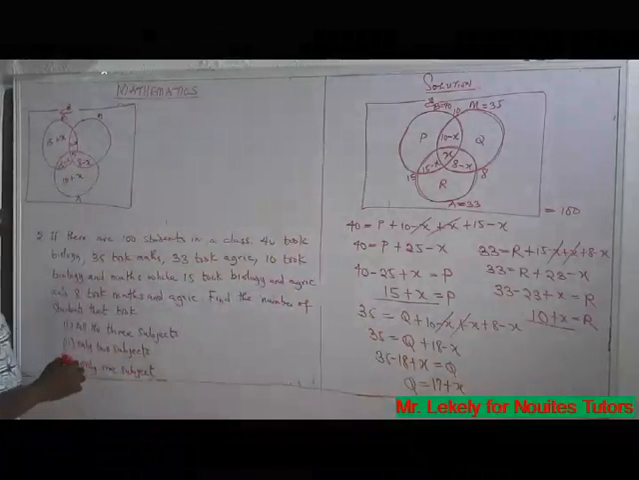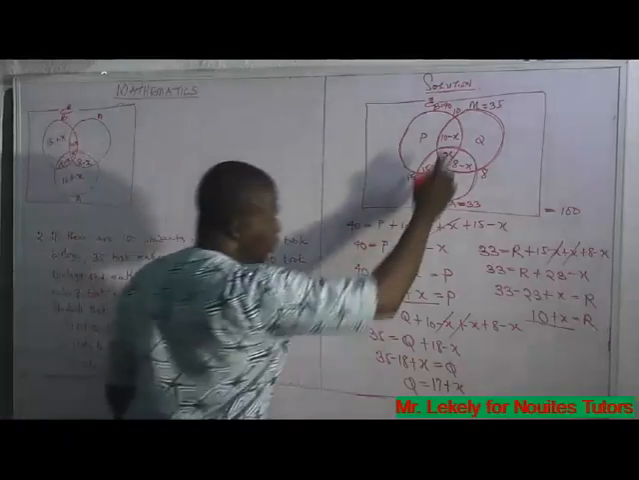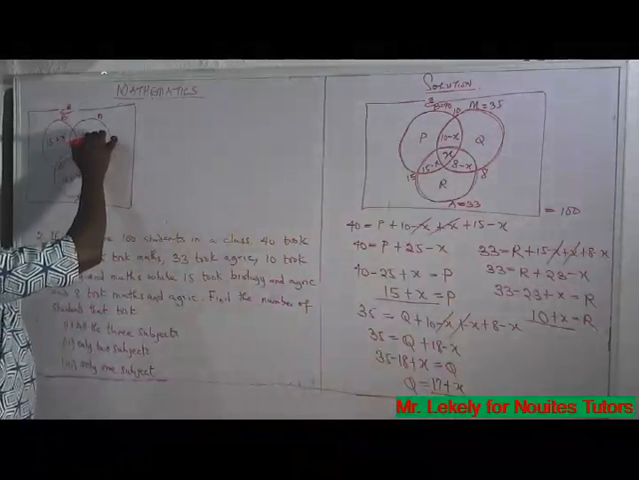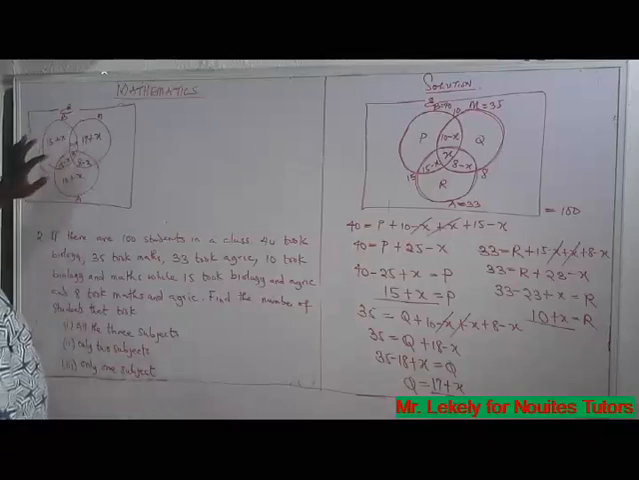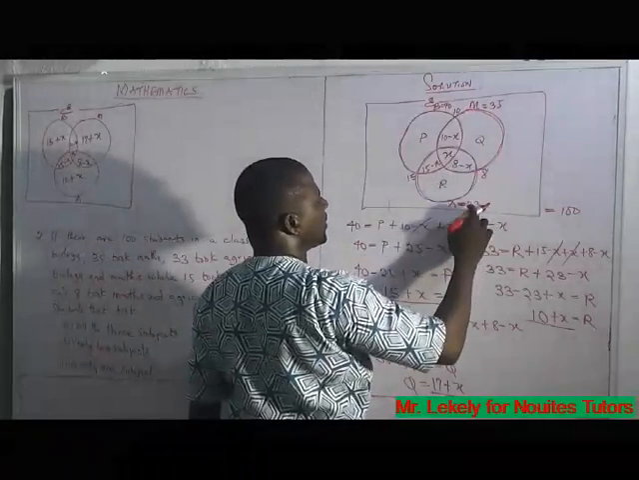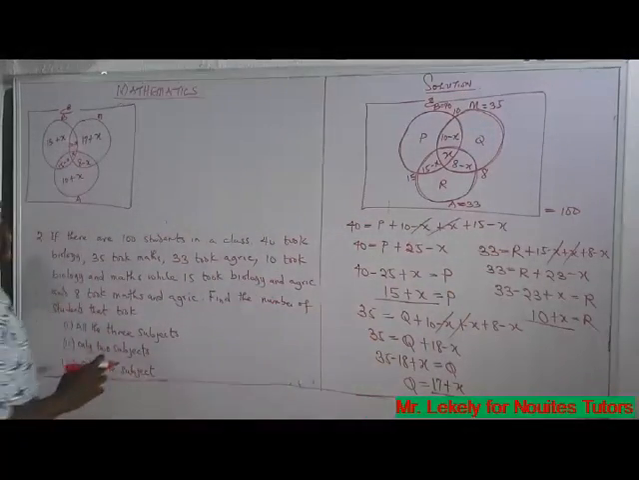Then at this place, which is my Q, is 17 plus X. So you see that? Now, I will add everything inside the circle together. I don't need 15, 10, 8, 33, 35, 40. I don't need them anymore. I'm interested in the figures in the circle.